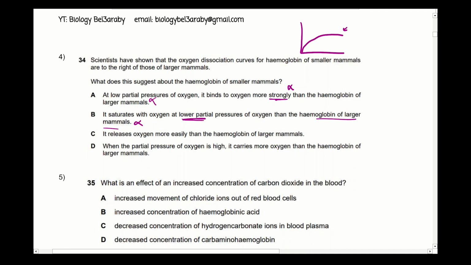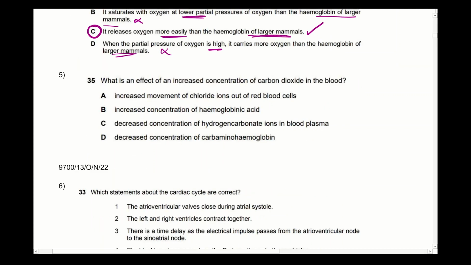So this is incorrect. C. It releases oxygen more easily than the hemoglobin of larger mammals. This is correct because it has a lower affinity to the oxygen. For D, when the partial pressure of oxygen is high, it carries more oxygen than the hemoglobin of larger mammals. As we said, this assumes that the affinity is higher, so this is incorrect, and the answer is going to be C.